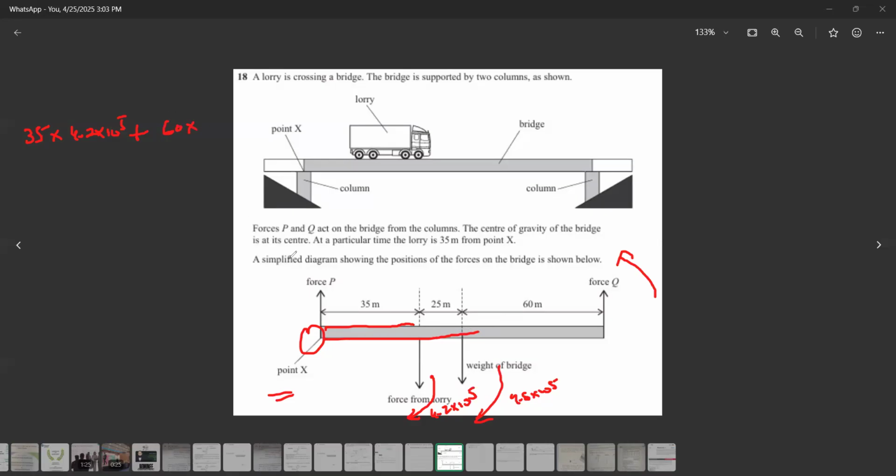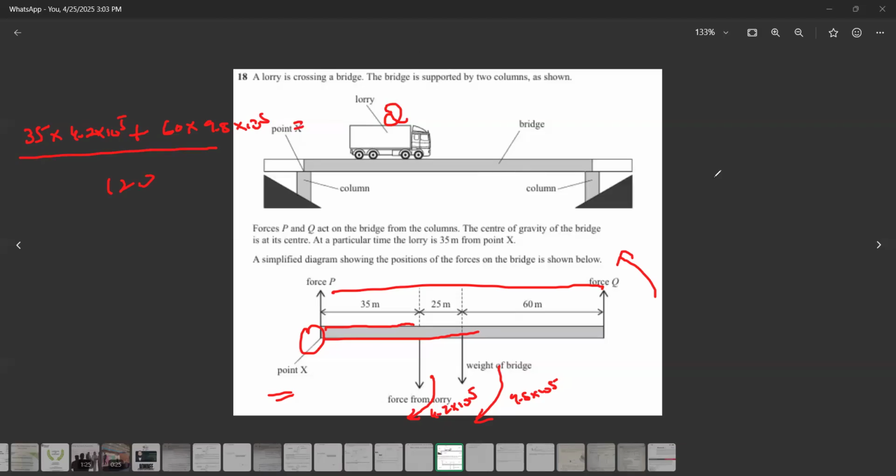So this will be 60 times the force, that is 9.8 exponent 5, is equal to the total clockwise anticlockwise moment. The total distance from the pivot is 60 plus 60, that is 120, and the force is Q. So 120 is divided, other side multiplied, so this whole factor will be divided by 120. That will give us a value for Q.